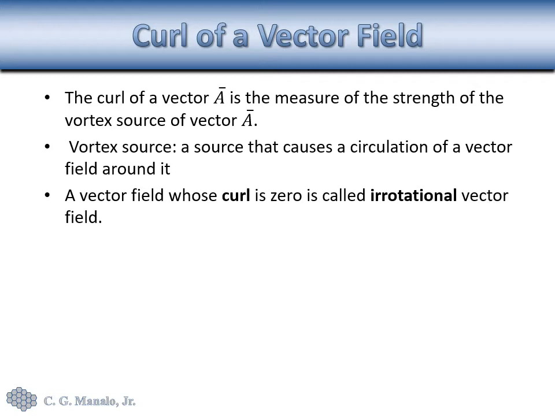The vortex source is a source that causes a circulation of the vector field around it. This is a follow-up statement on the first statement, that the circulation of a vector field is caused by a vortex source. The third statement says that a vector field whose curl is zero is an irrotational vector field, meaning the way you see it, there is no rotation going on.